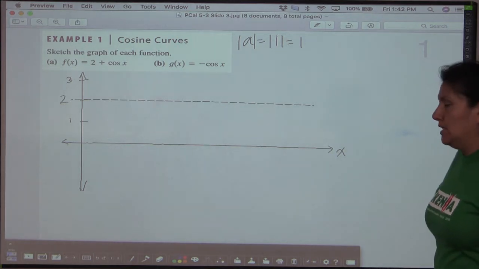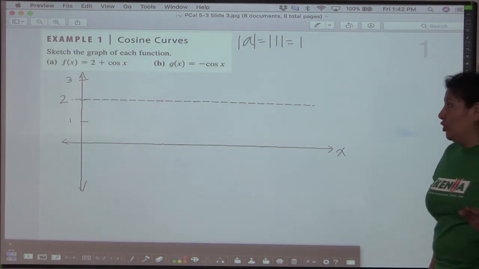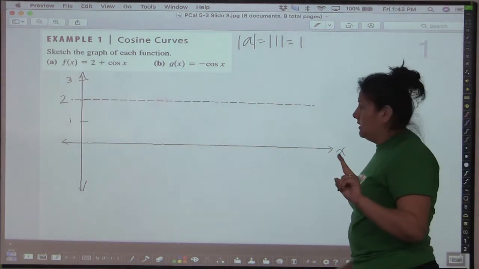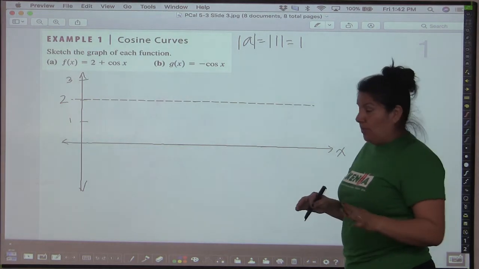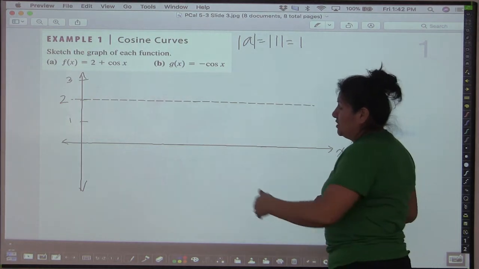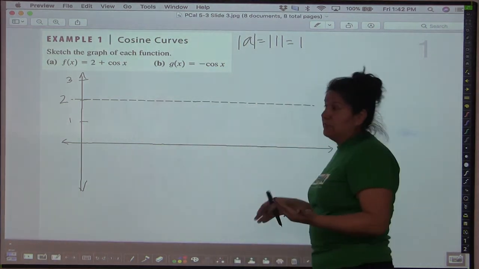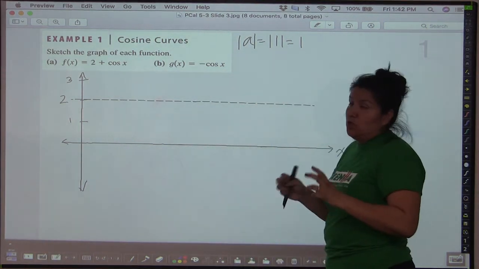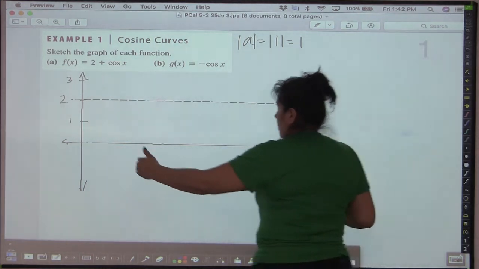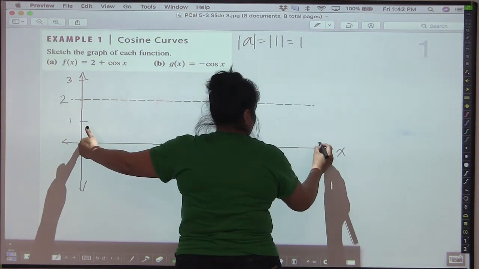So remember that you want 4 equal parts, but I told you earlier that you always want to graph 2 periods. So technically I need 8 equal parts. So all I'm going to do is, I know I'm going to start at 0 because the cosine curve always starts at 0 unless there's a phase shift. And in this case, there's no C value, so there's no phase shift. So I'm starting at 0, and I'm going to end over here somewhere.